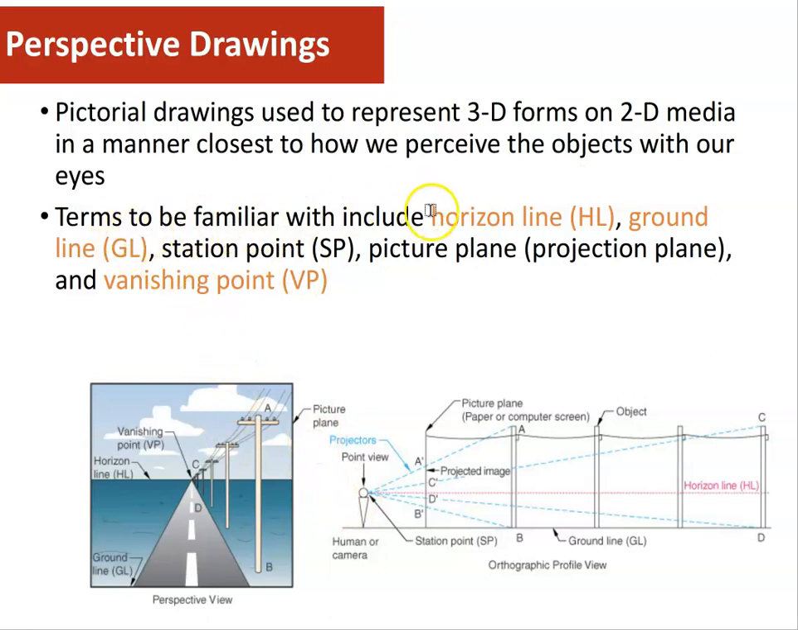So terms to be familiar with include horizontal line, ground line, and vanishing point. This diagram gives us the orthographic profile view. It is simply looking at this perspective view but from the side. So it gives us the profile view. So the horizontal line is straight from the point view.